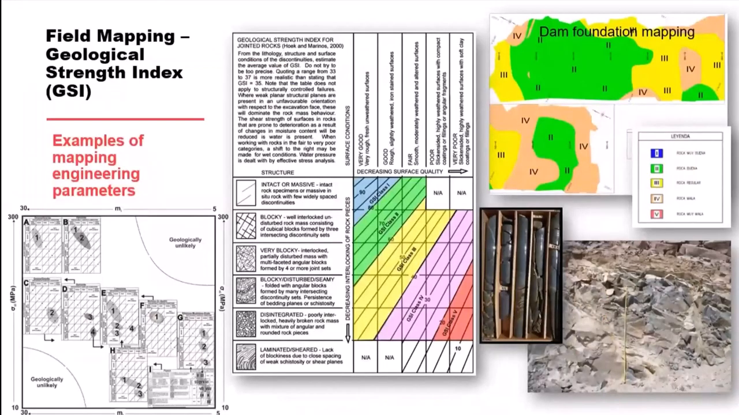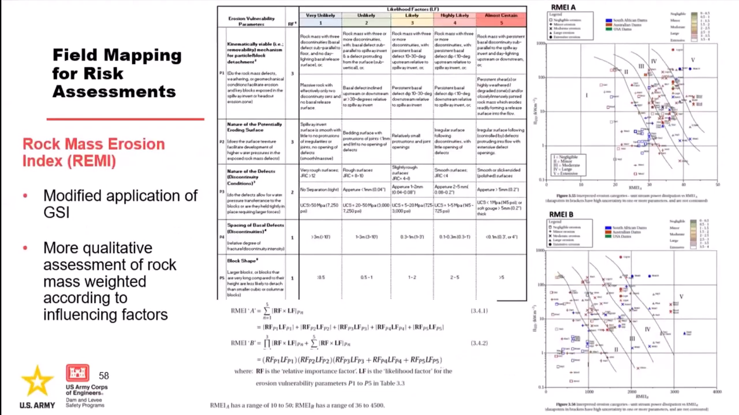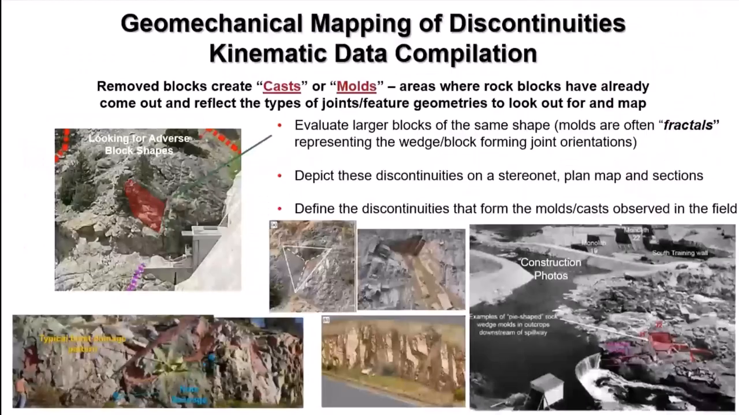Again, you can map using GSI. This is an example of that, where we used this in South America. We mapped all the major discontinuities and major structural features in the dam foundation. We didn't map every single little joint and structure. What we did was lump it into these zones, where you can go back and tell where you are in terms of the rock mass, in addition to having large scale features mapped in the foundation. Erodibility index using RMR or GSI or MEI. This is another mapping tool. If you can use these depictions, you can map based on the grade of that material for erodibility studies.